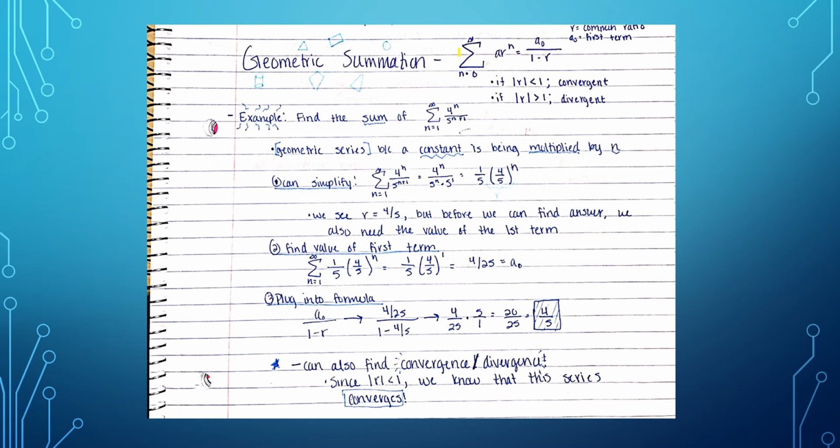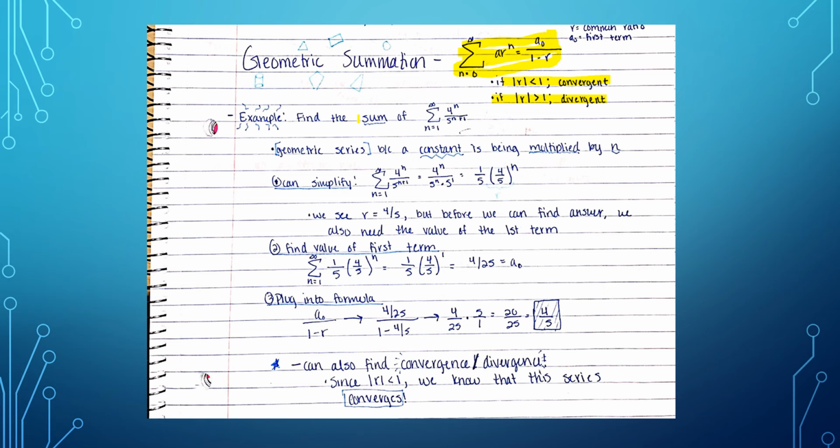The formula for a geometric series is the beginning term, a naught, over 1 minus r, and r is our common ratio. If the absolute value of r is less than 1, then we know that the series converges. But if the absolute value of r is more than 1, we know that the series is divergent.